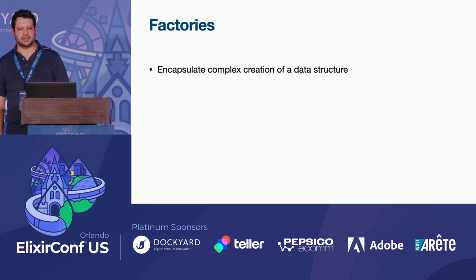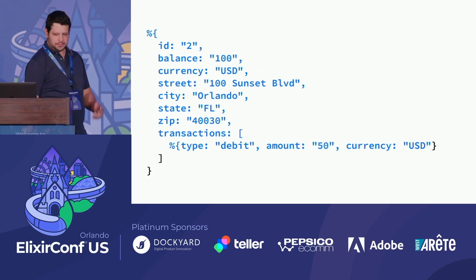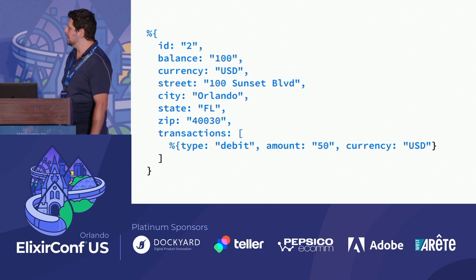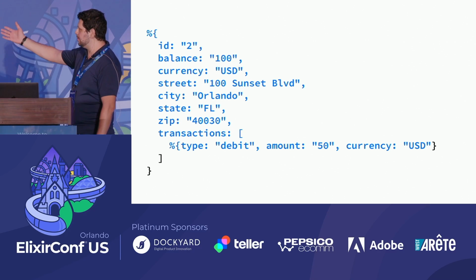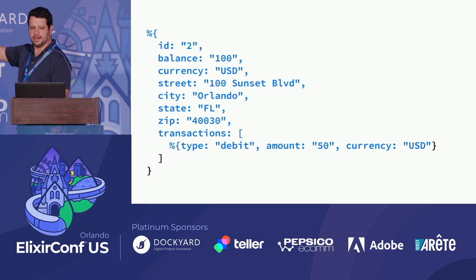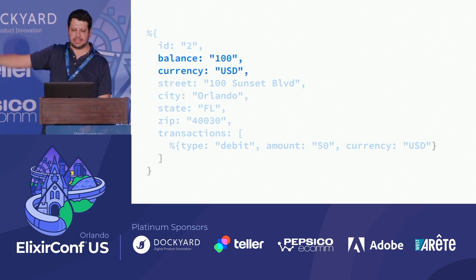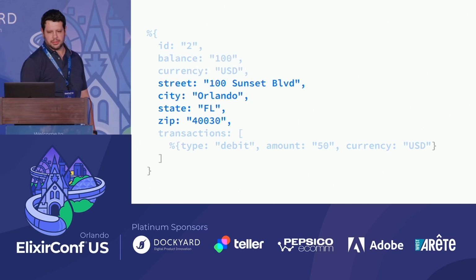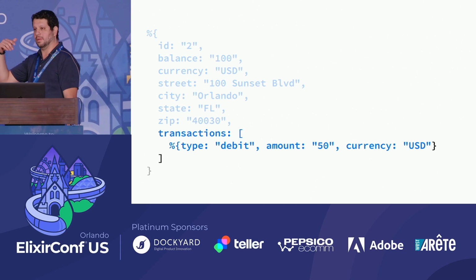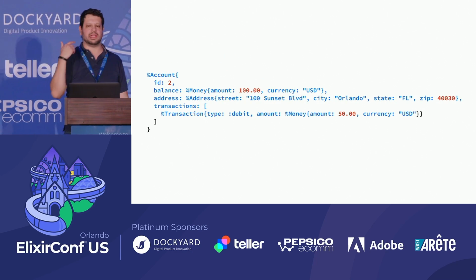A couple other patterns are factories. These may seem very familiar, encapsulate complex creations of data structures. But in the domain-driven design flavor, they may do something more like this. So you have some, outside of the bounded context, you have some unsafe, unknown data, right? In this case, if you look at this, that's a map, seems like it has an ID, a money attribute, seems to have an address and some transactions. Well, that factory can transform this from less structured data into more structured data. Again, thinking of the language we use in our domain.